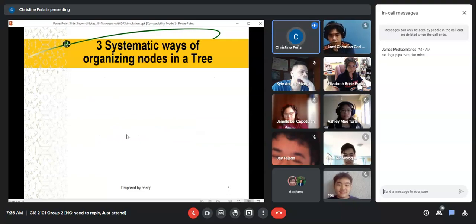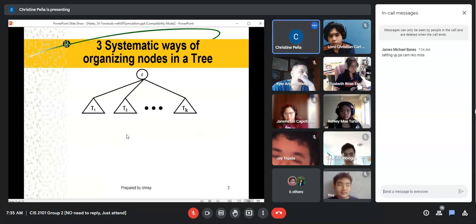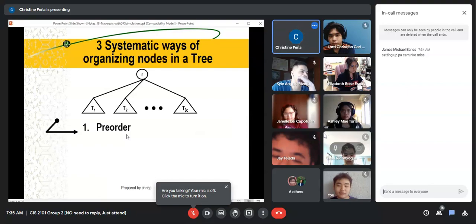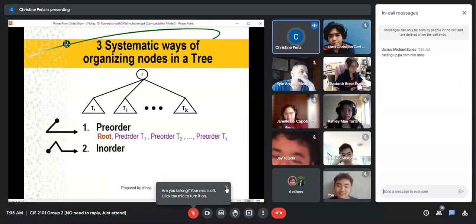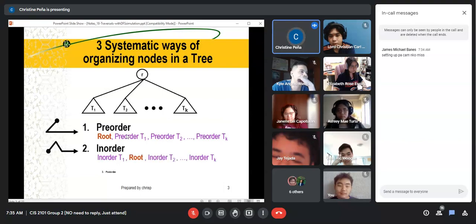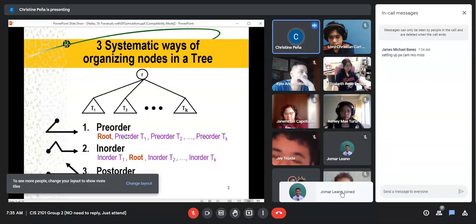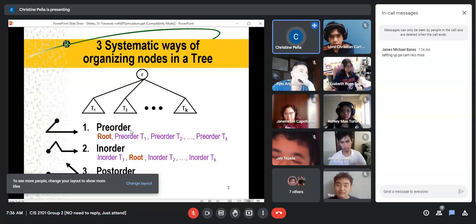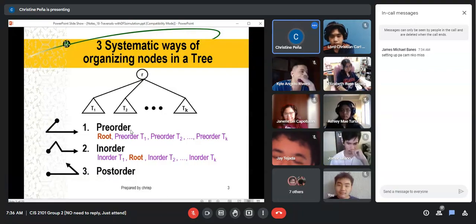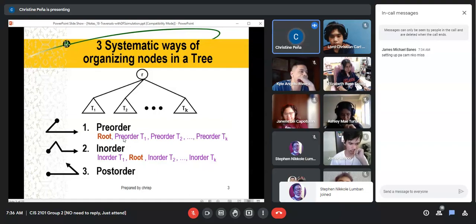Okay, and if you recall, there are three systematic ways of organizing nodes in the tree. Nigawas ni sa test ang isa, pre-order. So we have that one, and then in order, and then post order. Kabaw naman mo ana no? Possible ba mo gawas ni sa test? Possible gihapon, because ang finals test is from the beginning man. That's why 30% ang finals.